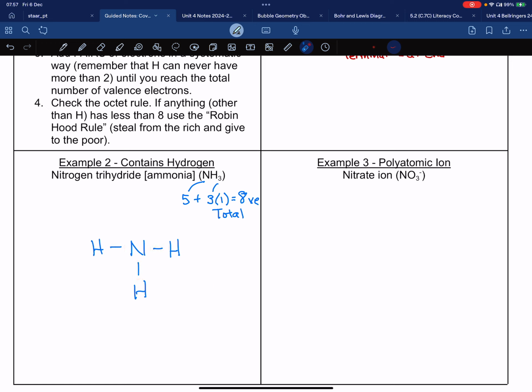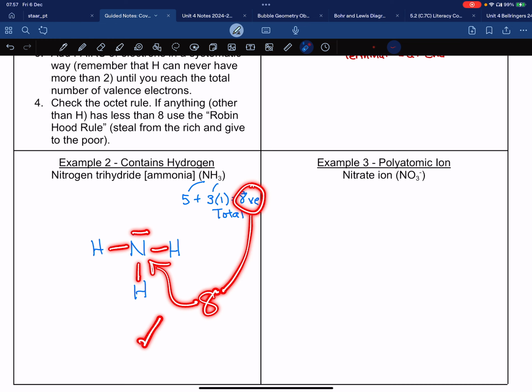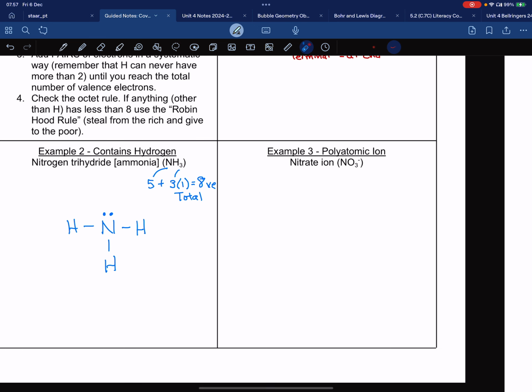So I add pairs. Now, I could try to do this, but I cannot do that because hydrogen can never have more than 2. Hydrogen will only ever have 1 single bond. Okay, so I can't do that. The only other place that I can put these electrons is there. Now, do I have an octet? 2, 4, 6, 8. That's great. Do I have the right total number? 8, 8. That is great. This is a good structure for ammonia.